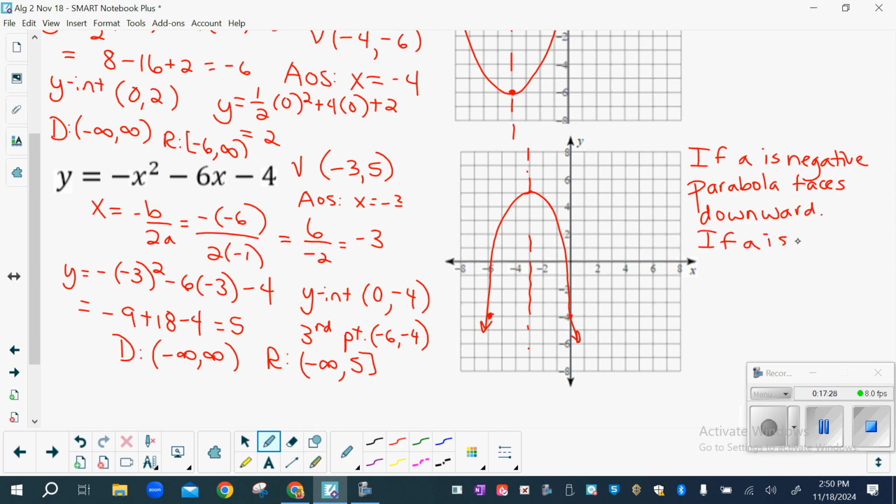If a is positive, what direction does the parabola face? If a is positive, what direction does it face? Upward, that's right. So that can help you when you're graphing it to make sure you've done it right.